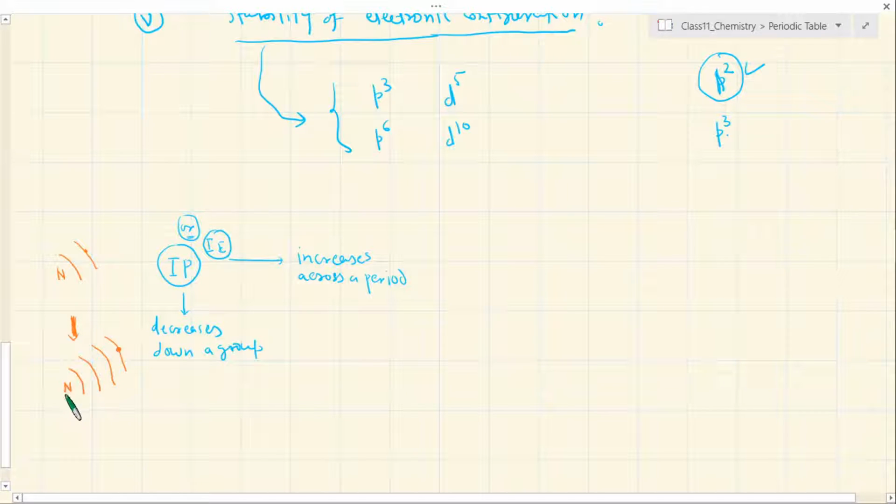Of course the nuclear charge is increasing, but because the electron is away, and also it is being shielded by more and more inner electrons. So of all the factors, it is the shielding effect that dominates, and that's why the ionization potential decreases.